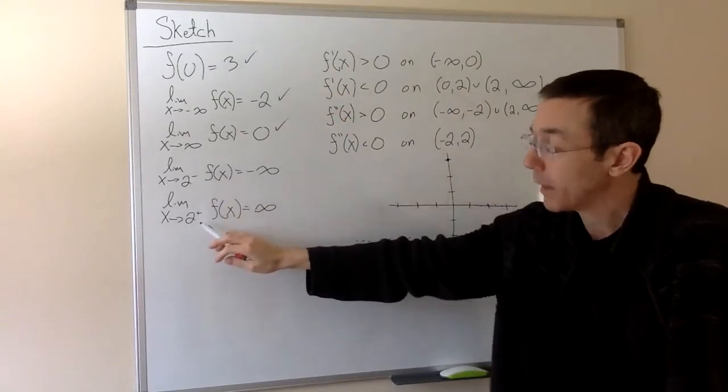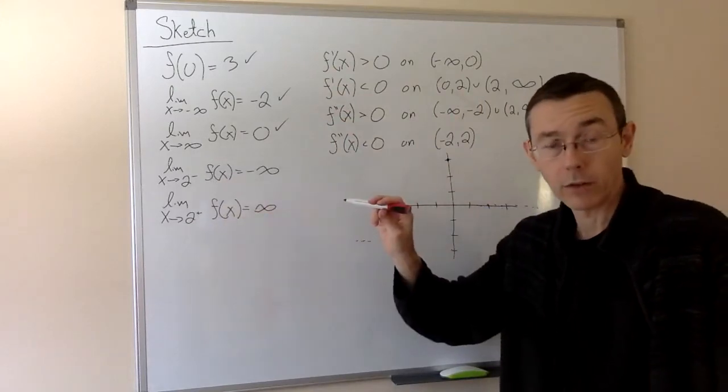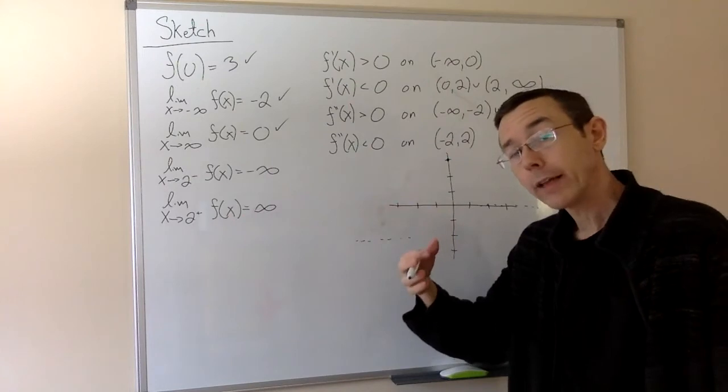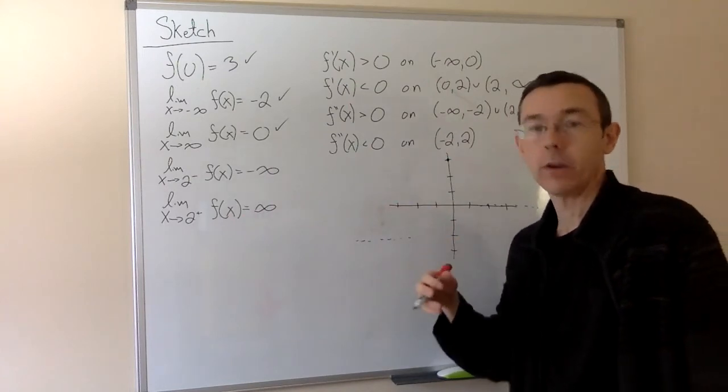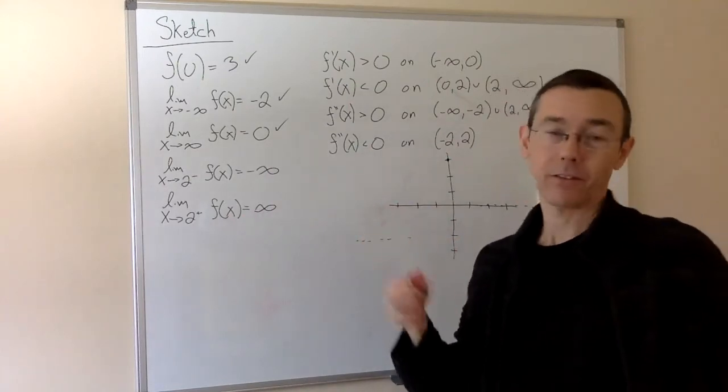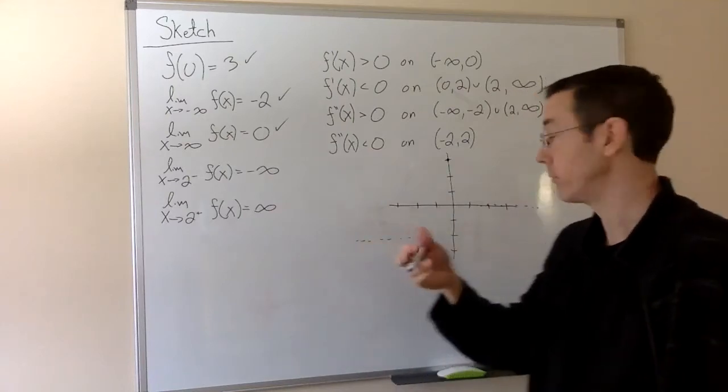At x equals +2, I'm seeing a vertical asymptote. Remember, a vertical asymptote is going to be an x value such that one of the one-sided limits is positive infinity or negative infinity.